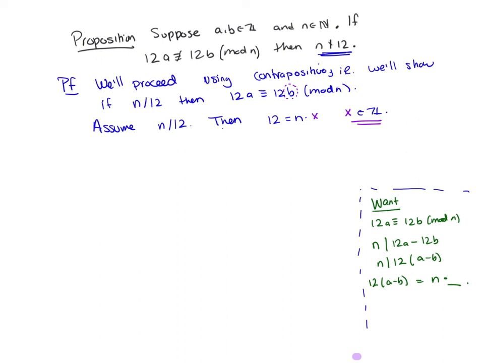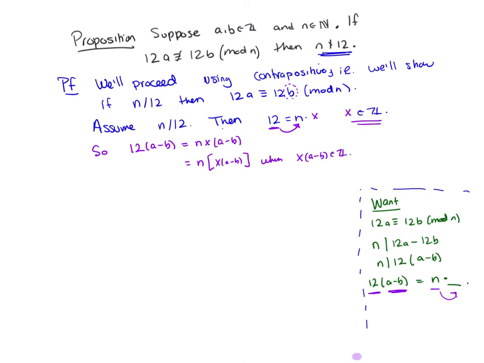Okay, so what am I trying to do? I want to show here that 12 times a minus b can be written as n times something. But I know that 12 can be written as n times something. So then I can just multiply both sides by a minus b. Let's try that. So 12 times a minus b is equal to n times x times a minus b, which again is n times x(a minus b), where that x times a minus b is an integer.